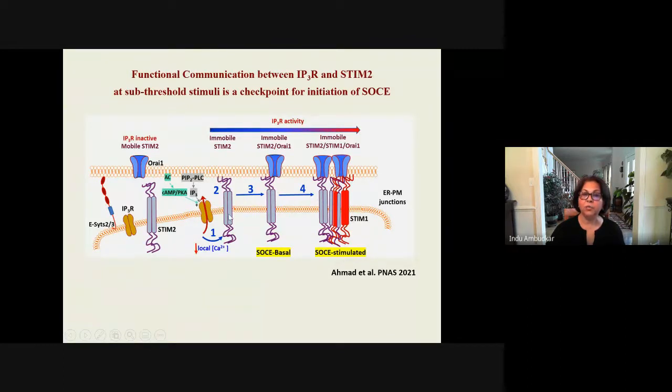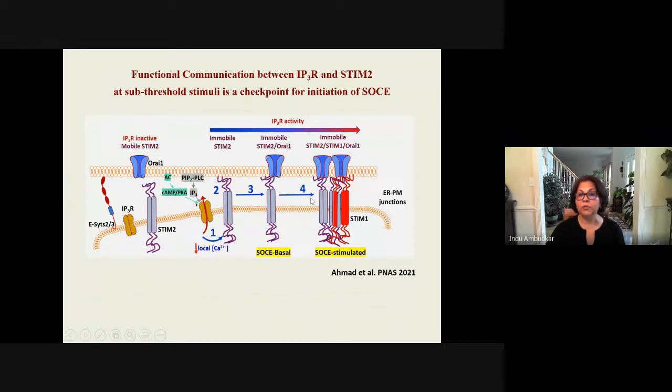And we believe that is what is causing the stable STIM2 clustering. And once it's in this state, it can now recruit ORAI1, and probably this sort of complex, which is consisting mostly of STIM2, there may be one or two instances where STIM1 might be present as well. You get the basal store-operated calcium influx.